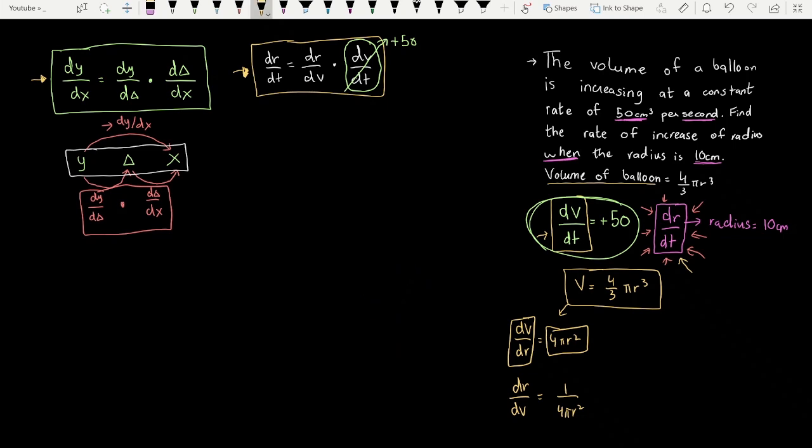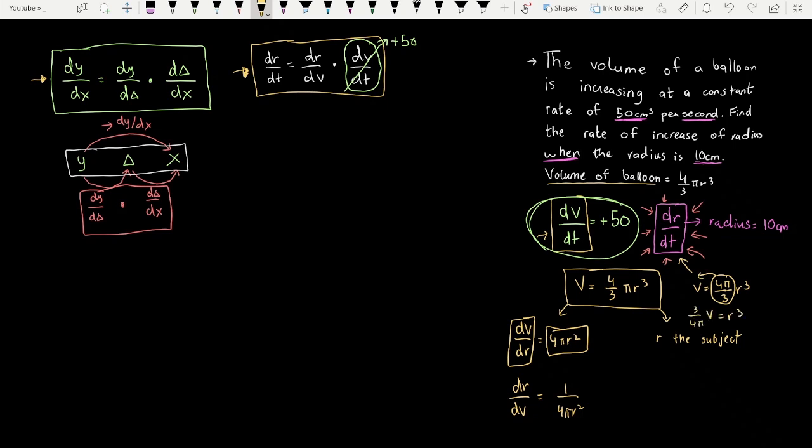Another way you can use this equation to find dr by dv is to make r the subject. If we do that, we have v equals 4 pi by 3 r cubed. So we send this entire fraction over to the other side. It's going to reciprocal. It's going to be 3 over 4 pi v equals r cubed.